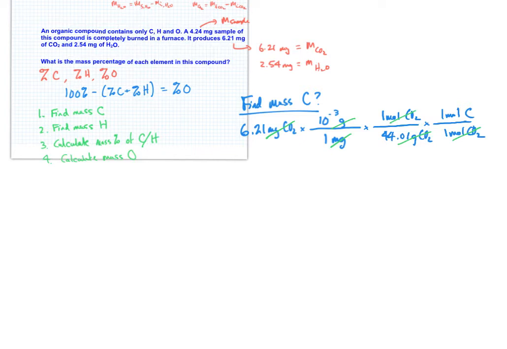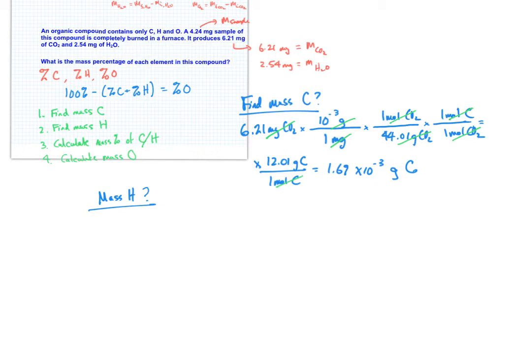My final step then, I'm going to take this answer and say times 12.01 grams of carbon for every 1 mole of carbon. And then moles of carbon will cancel moles of carbon. That's all going to equal 1.69 times 10 to the minus 3 grams carbon. Okay, that's the mass of carbon. Now let's find the mass of hydrogen. It's going to be the exact same type of problem.